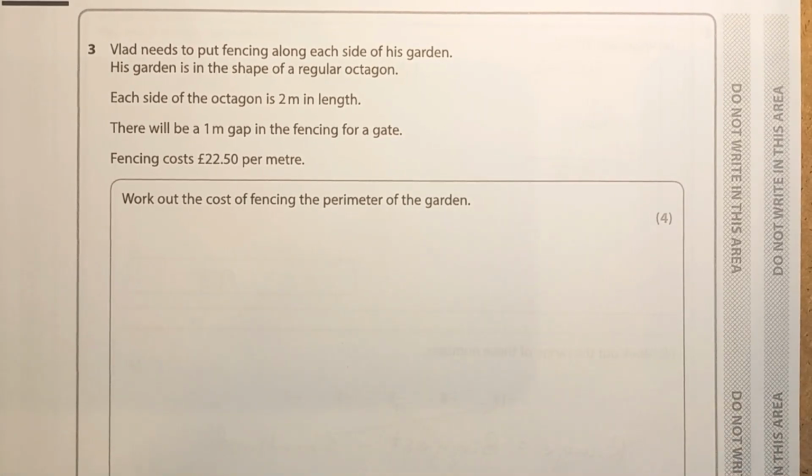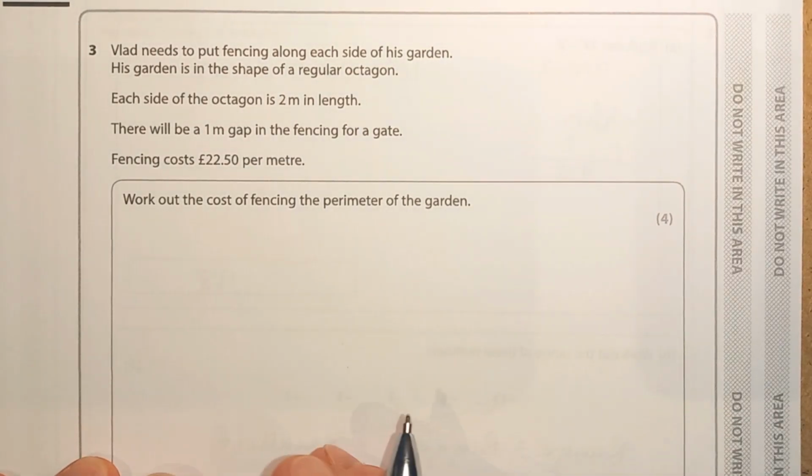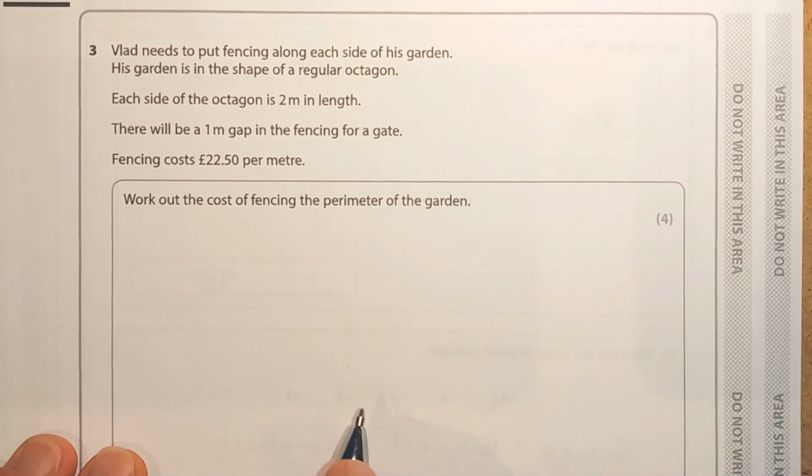Question 3. Vlad needs to put fencing along each side of his garden. His garden is in the shape of a regular octagon. Each side of the octagon is 2 meters in length. There will be a 1 meter gap in the fencing for a gate. Fencing costs £22.50 per metre. Work out the cost of fencing the perimeter of the garden.